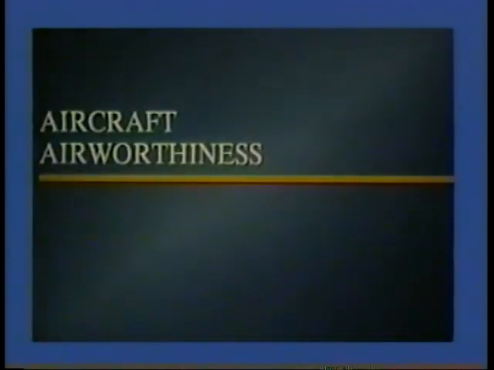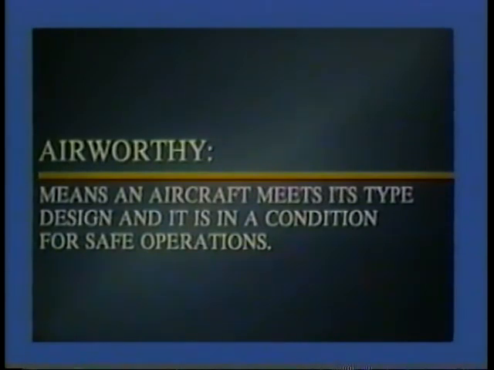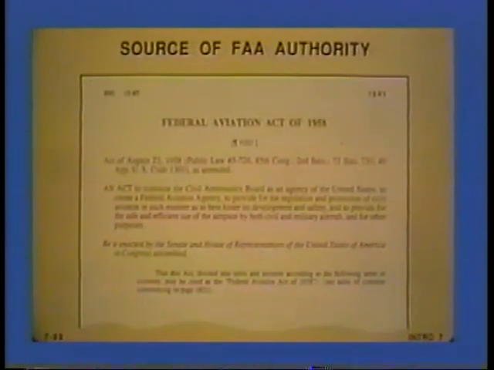And what does the FAA mean when they say an aircraft has to be airworthy? It's an aircraft that meets its type design and is in a condition for safe operation. And where do we find this definition for airworthiness? Two places. Airworthiness is defined in a law called the Federal Aviation Act of 1958.